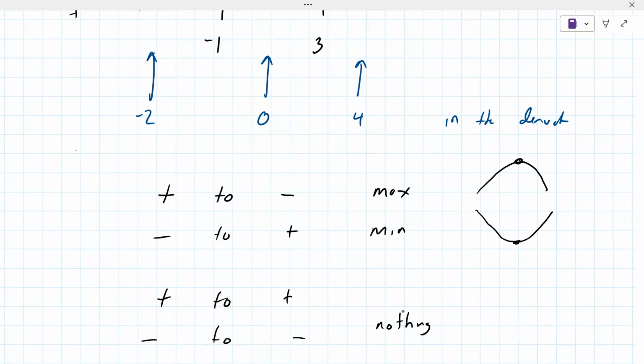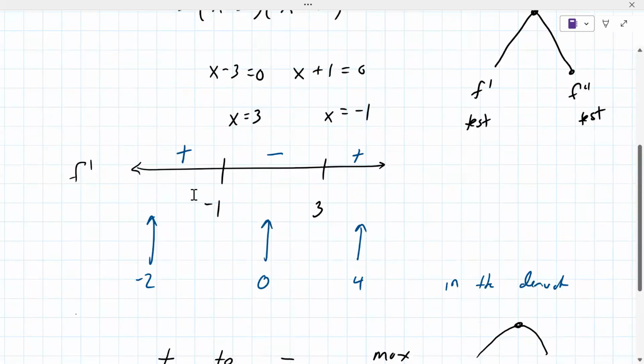Is the min or the max at -1 or 3? At -1, it's a relative max. At 3, it's a relative min.